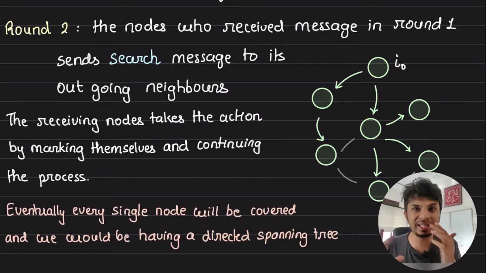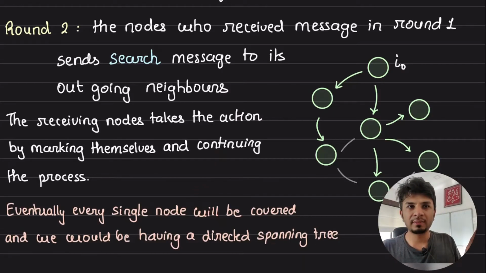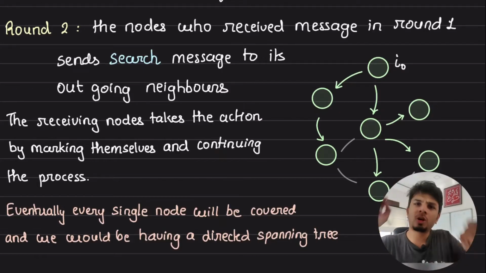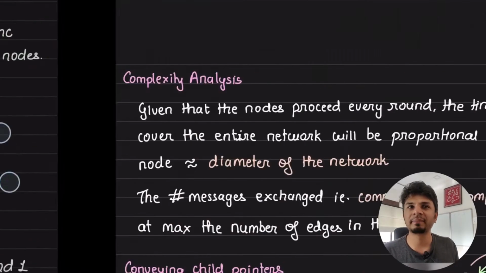It's easy for me to say, but how do we do it? We'll talk about that. So here the receiving node takes action by marking itself and continuing the process. Eventually every single node will be covered and will be part of a spanning tree. We would know for each node which other node is the parent. Although it might be reached via multiple paths, we would know which one of them is the parent.